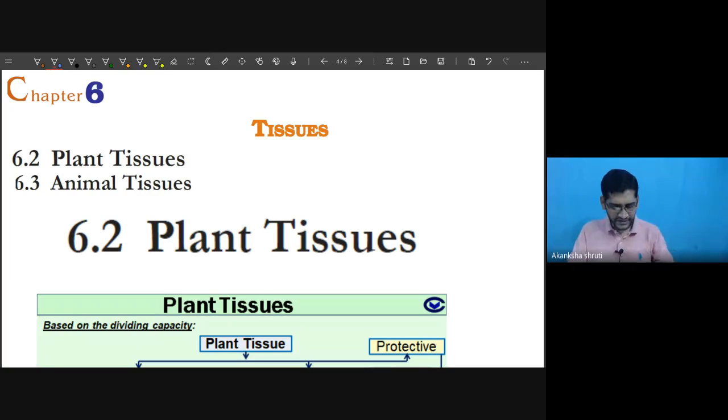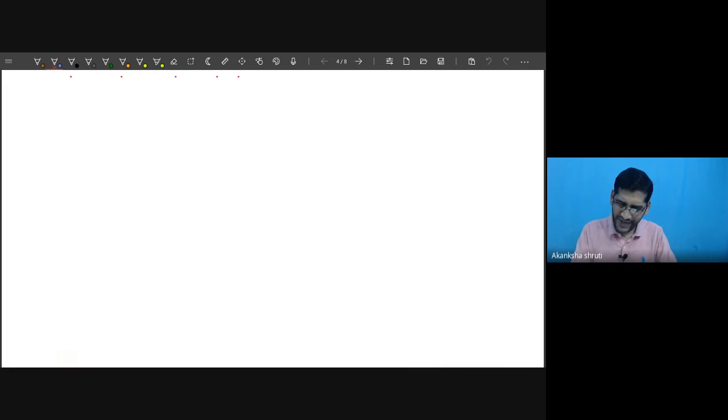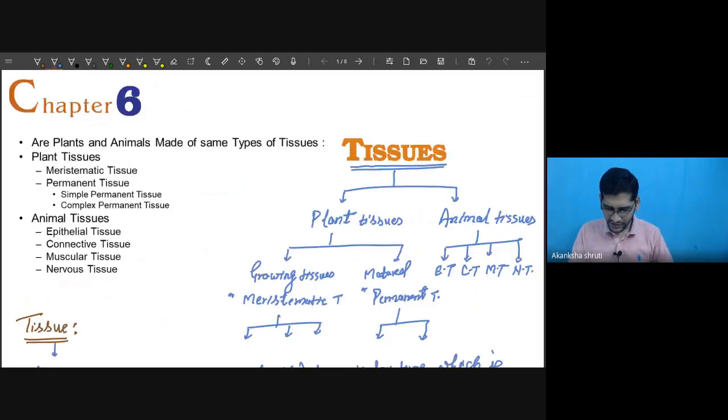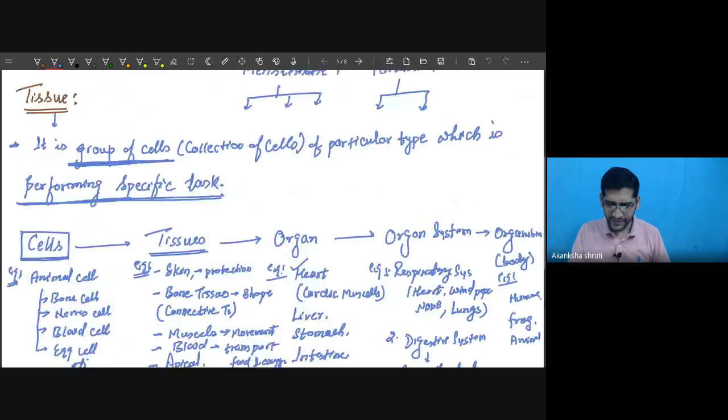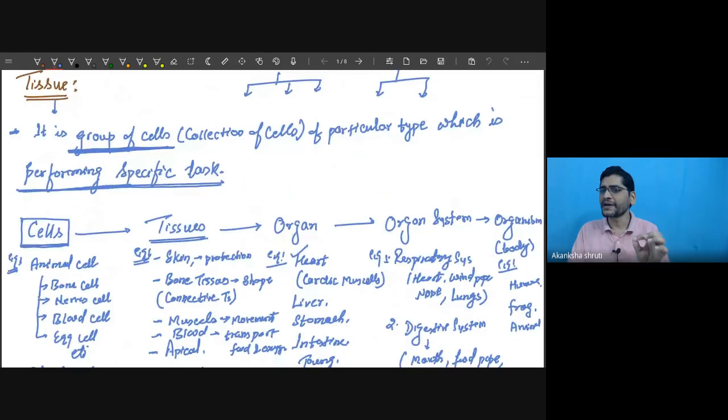Good evening, students. Today we are going to learn about the classification of tissues. In the last lecture, we learned about what a tissue is and what the various types of tissues are. Those things we have learned. Last day we learned that tissues are nothing but a group of specific or specialized cells.